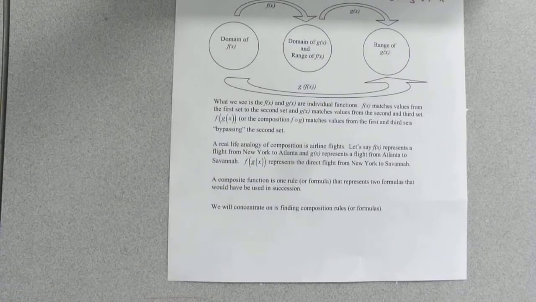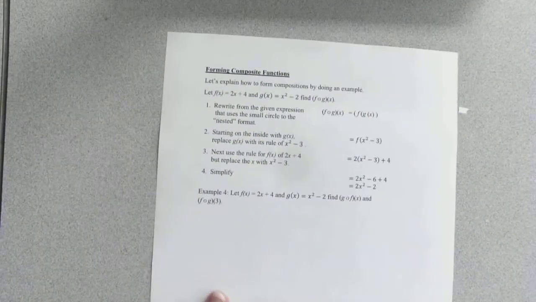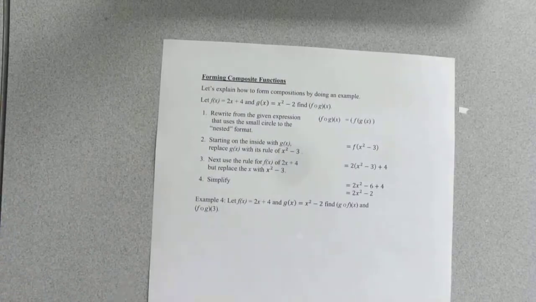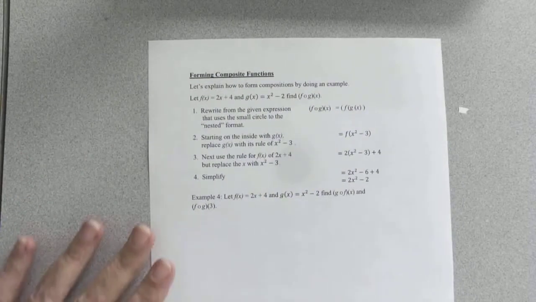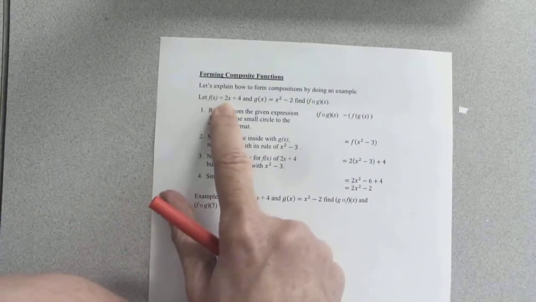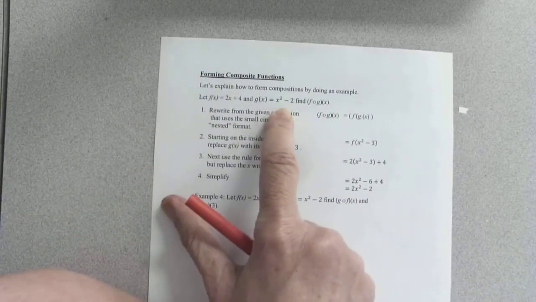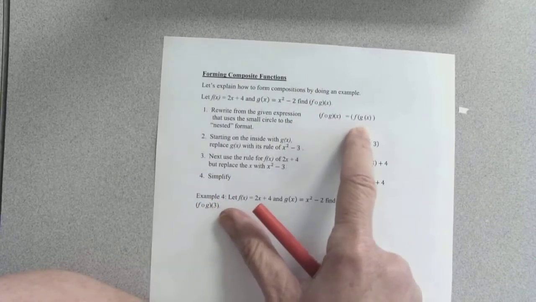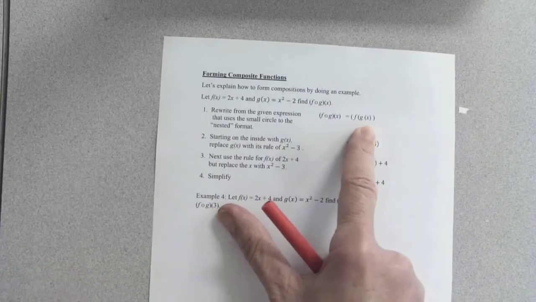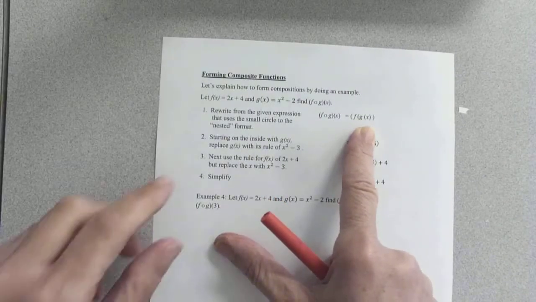What we're going to concentrate on composition is finding composition formulas. So finding composition formulas. To explain how we're going to do it, we're actually just write out an example and then we'll do our own. Let f of x equal 2x plus 4, g of x equal x squared minus 2, find f of g of x. First, rewrite it with its nested format. The nested format is much easier to use.